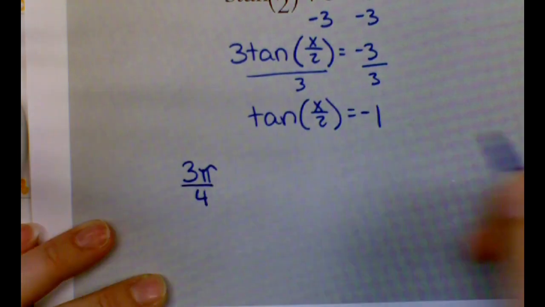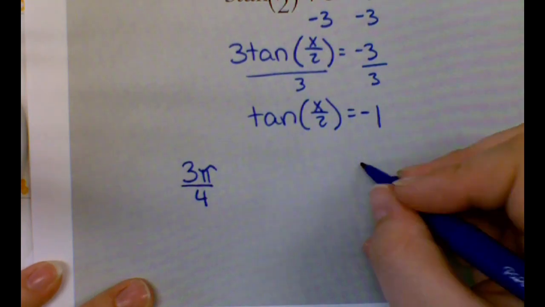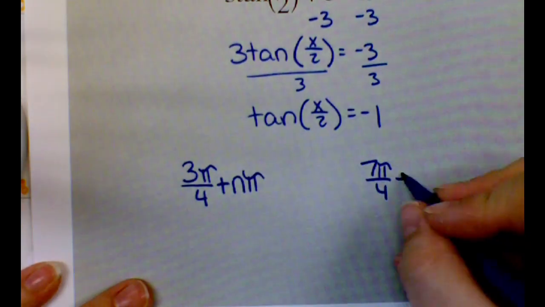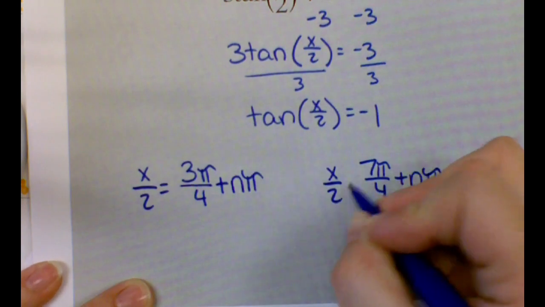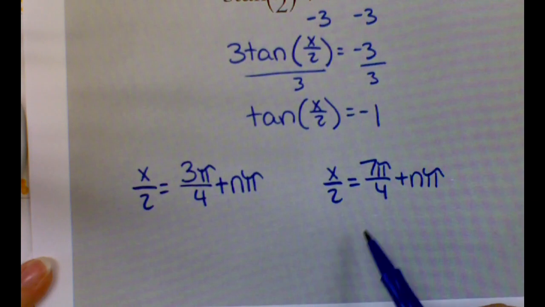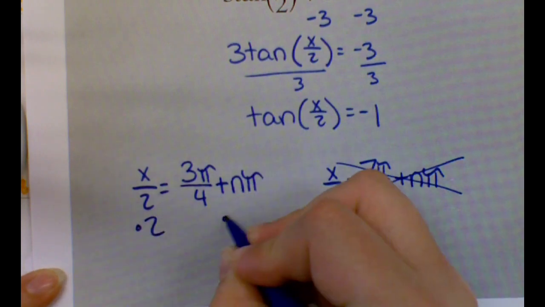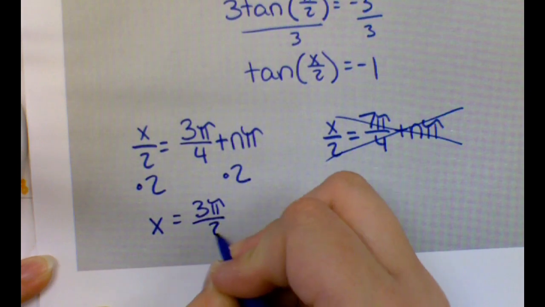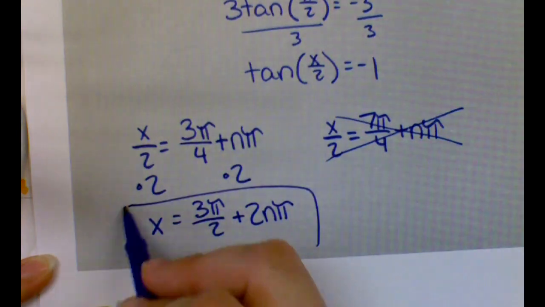Sorry, 3 pi over 4. Tangent's also negative 1 at 7 pi over 4. And tangent, remember the period is just n pi. X over 2 equals each of those. Now I can take the second one out because it is redundant. I added just another pi. So then, instead of dividing by 2 this time, I'm going to multiply everything by 2. So I get x equals 3 pi over 2 plus 2n pi. And there's my answer.